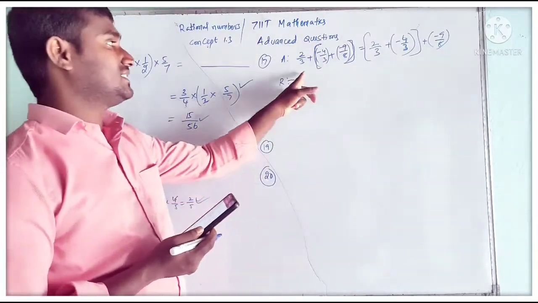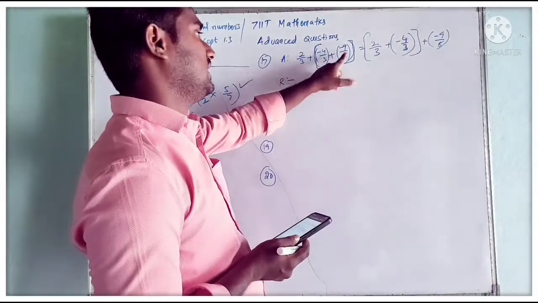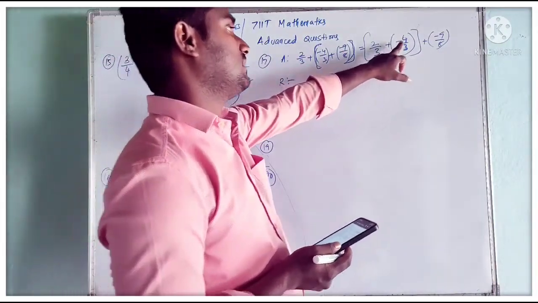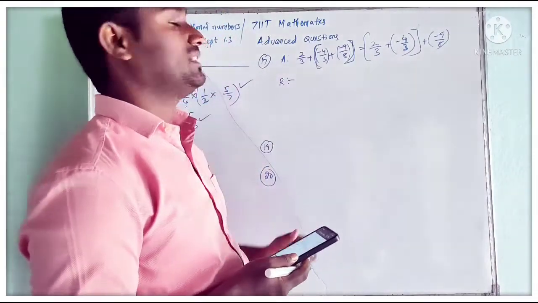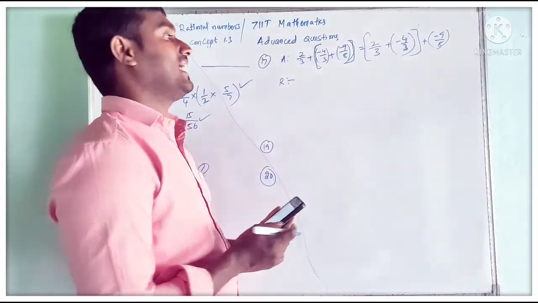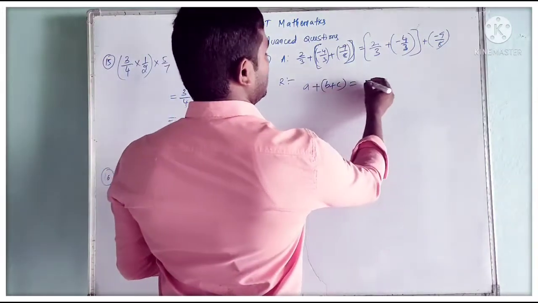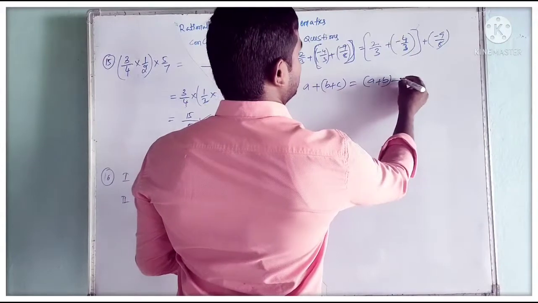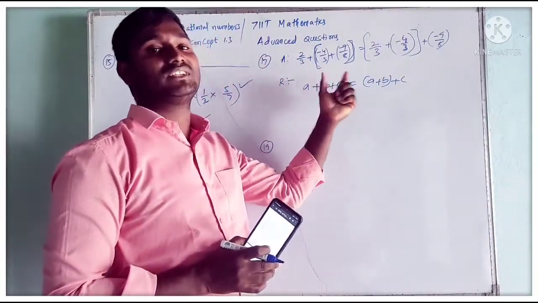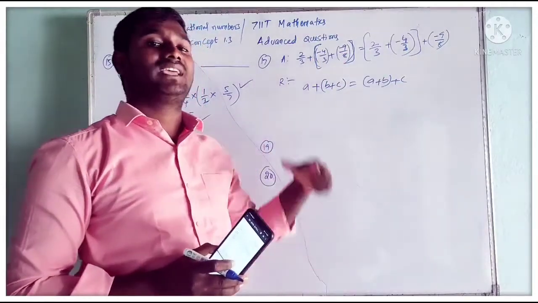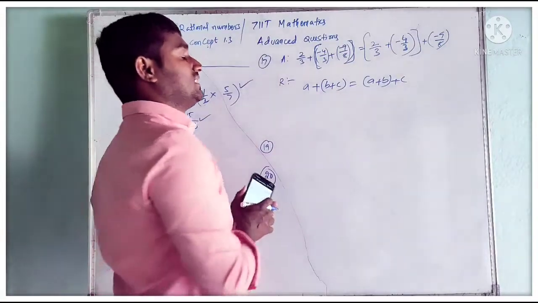So the assertion is 2 by 3 plus minus 4 by 3 plus minus 9 by 8, equal to 2 by 3 plus minus 4 by 3 plus minus 9 by 8. So this is the associative property of rational numbers under addition. That is, a plus b plus c equals a plus b plus c with different grouping. If you change the grouping, you will get the same answer. If you know that property, without simplification we can say it is the right option.